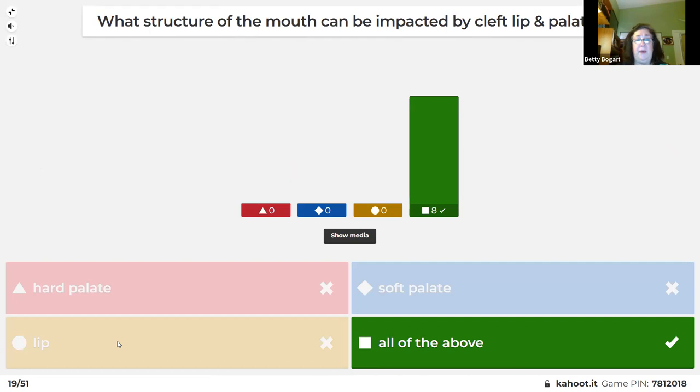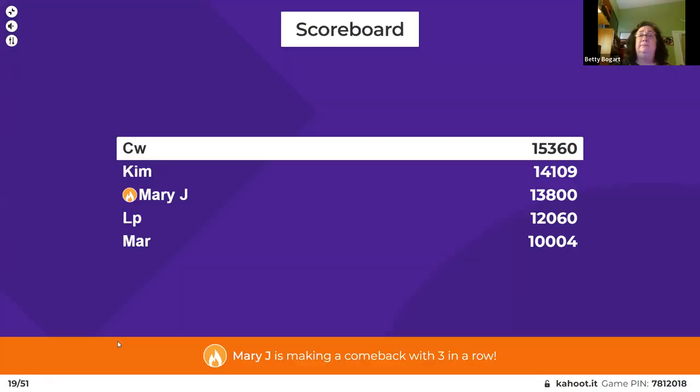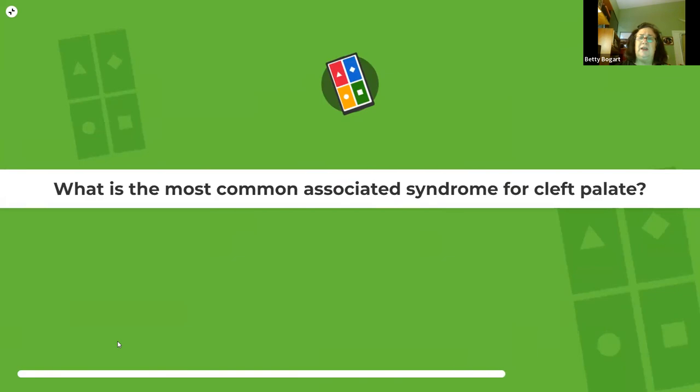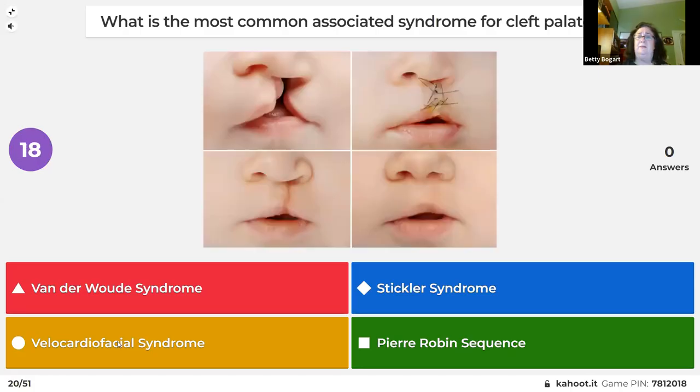Hard palate, soft palate, lip, one, both, or all of them, yes. What is the most common associated syndrome for cleft palate?